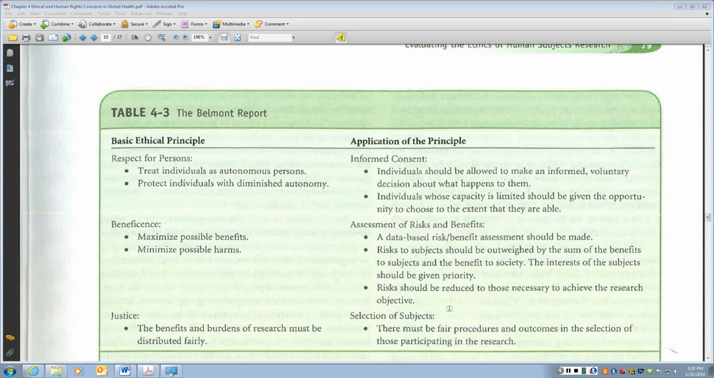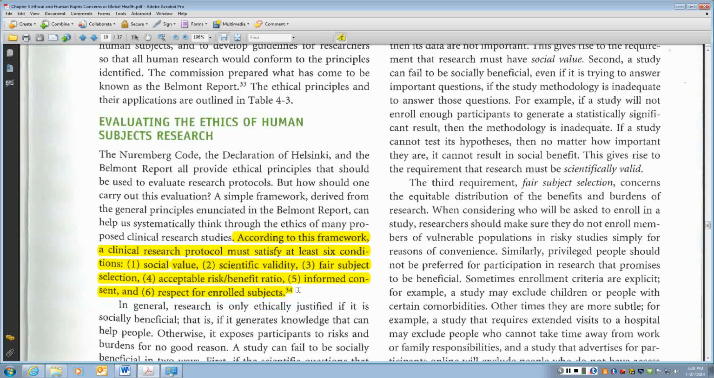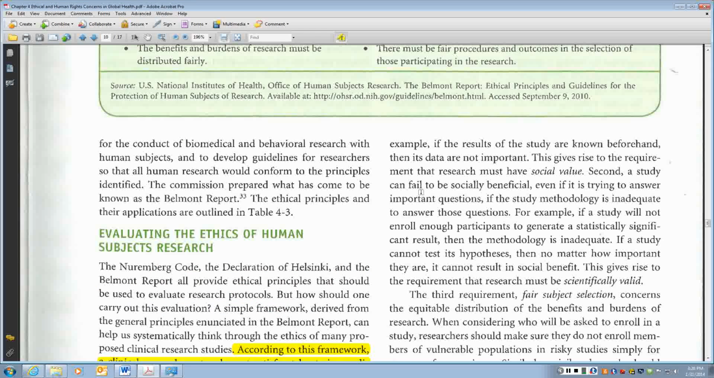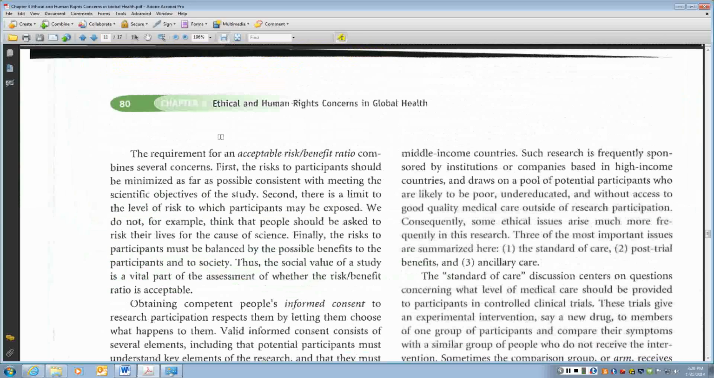So on the bottom of page 79, you'll see the 6 issues or the 6 questions that human subject research is put up against. And these are explained over the next column. So you should be able to explain these 6 issues or these 6 standards and explain how they are used to evaluate medical health research.